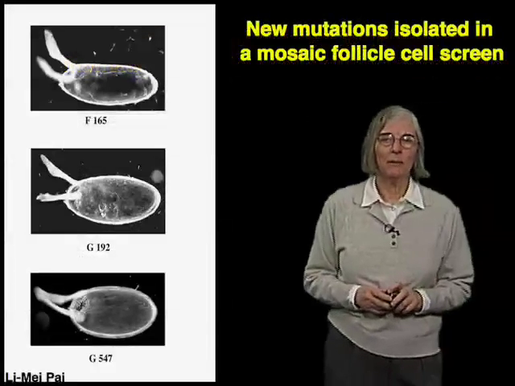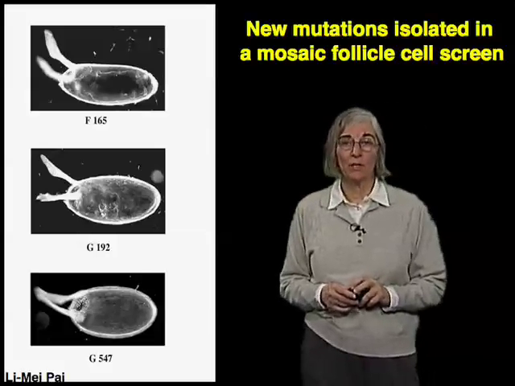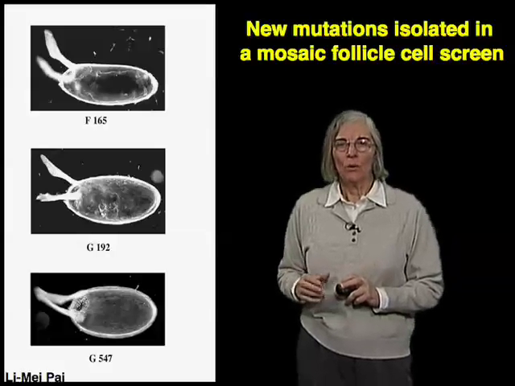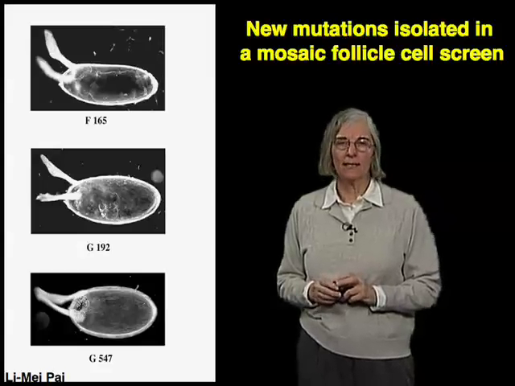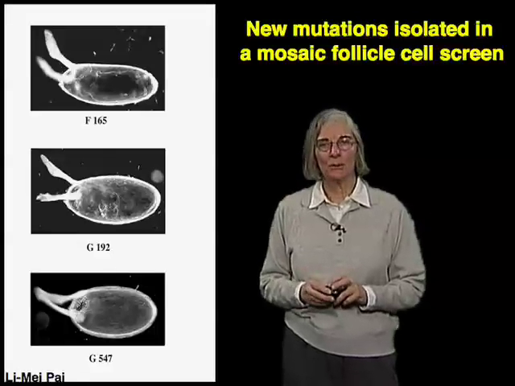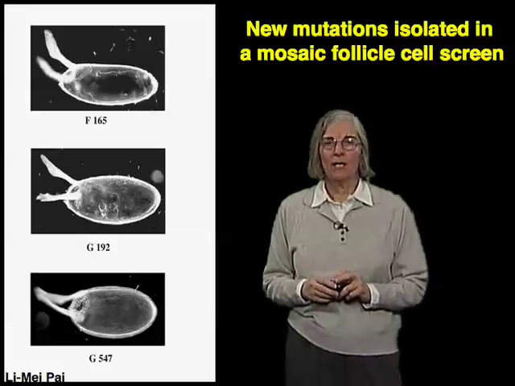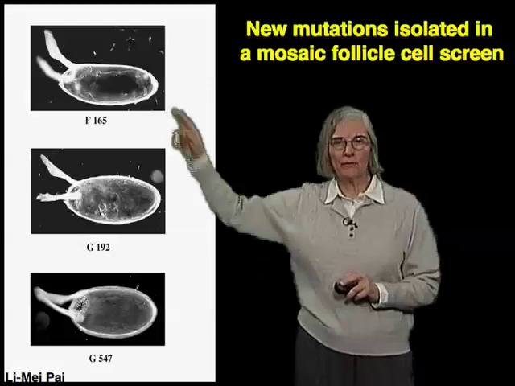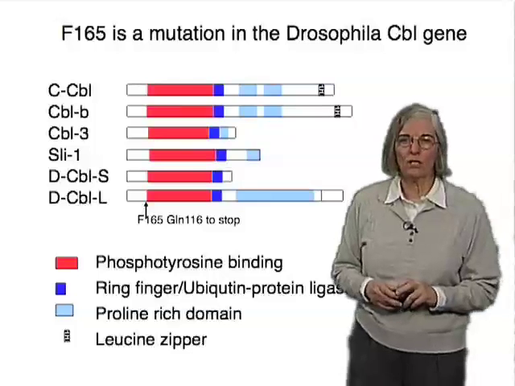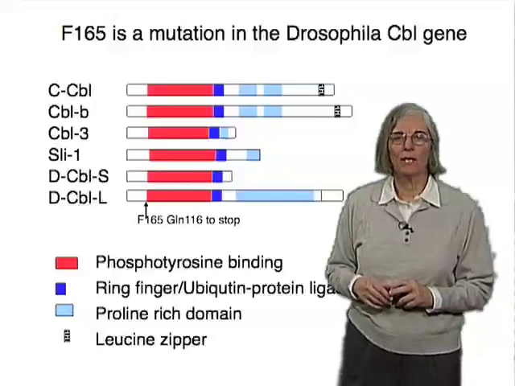A postdoc in the lab, Li Mei Pai, performed such a screen, and she found a number of mutations that showed interesting phenotypes. These phenotypes here can be classified as dorsalized eggshells, and the embryos that developed inside these eggs were also partially dorsalized. Li Mei then analyzed these mutations at the molecular level, and she found that, for instance, the one here shown on the top is a mutation in a Drosophila gene called Sybil, which is a conserved gene that's also found in vertebrates.